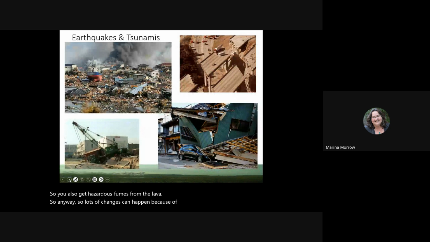Now, earthquakes and tsunamis affect certain areas usually. We'll talk about the ring of fire, places that are more prone to earthquakes. And of course, if you live in one of those areas, then you should prepare for disasters and be educated. So we'll be talking about that.